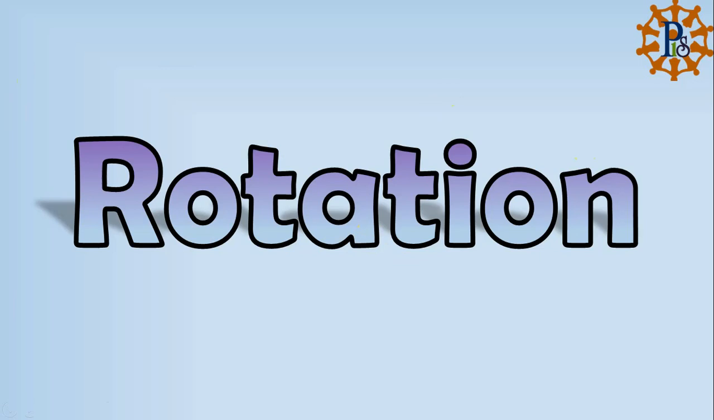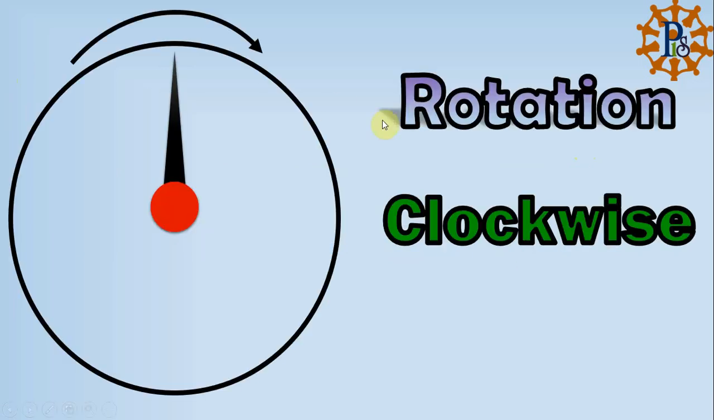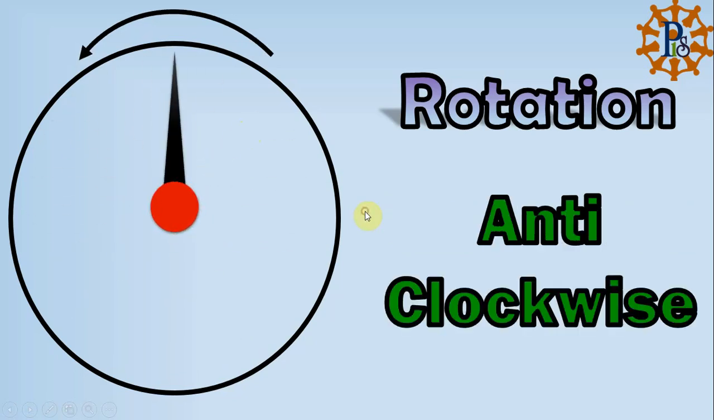We have two types of direction. The first type of direction is rotating clockwise. As you can see, this motion is called rotate clockwise. And we have another type of rotation, which is called anti-clockwise. This one is called anti-clockwise.